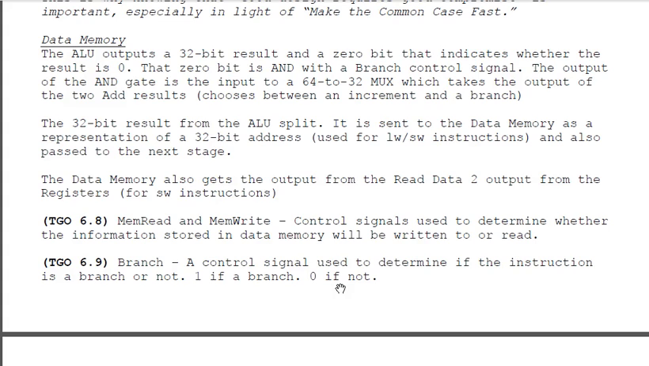Should memory read and mem write ever be the same? No. Maybe. Read and write. No. But that doesn't mean they can't be the same. They just can't both be 1, right? They could both be 0. Yeah. And when would they both be 0?